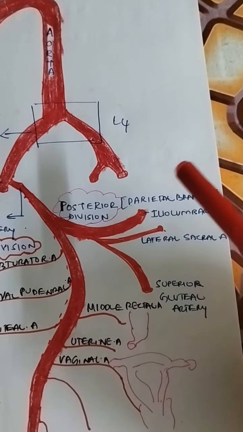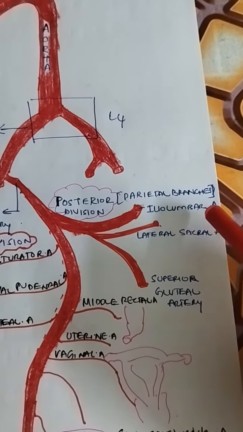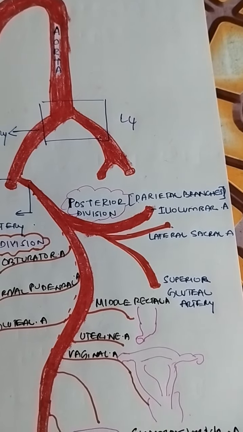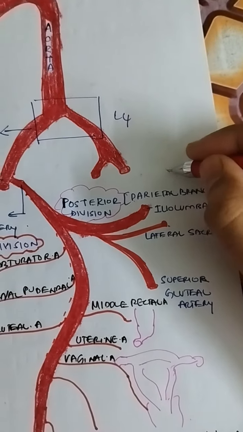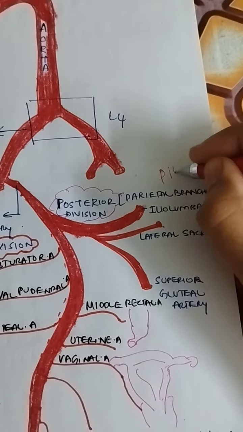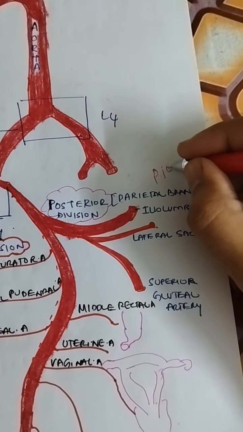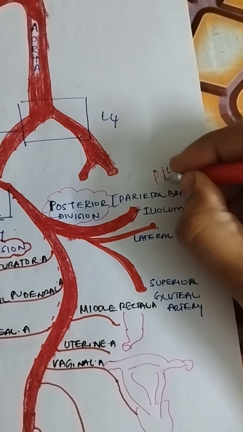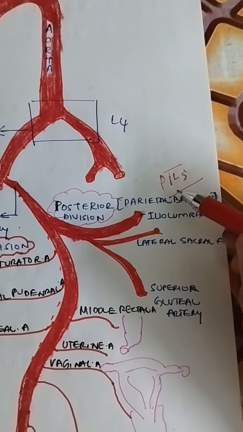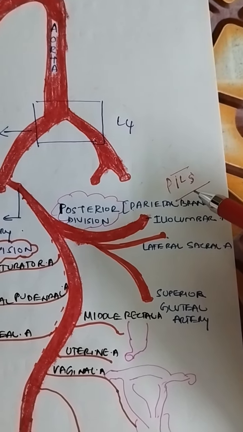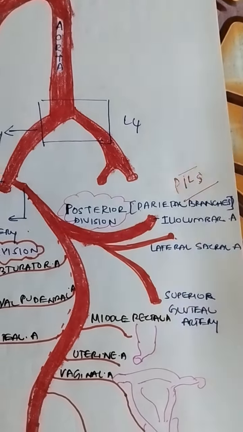So mainly remember, it has only three parietal branches and it does not have a visceral branch. The mnemonic for this posterior division, you can remember by PILS, that is P-I-L-S. P is for parietal branch, posterior division, I is for iliolumbar, L is for lateral sacral and S is for superior gluteal artery.